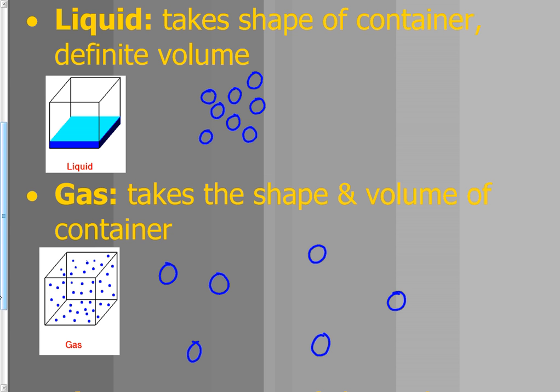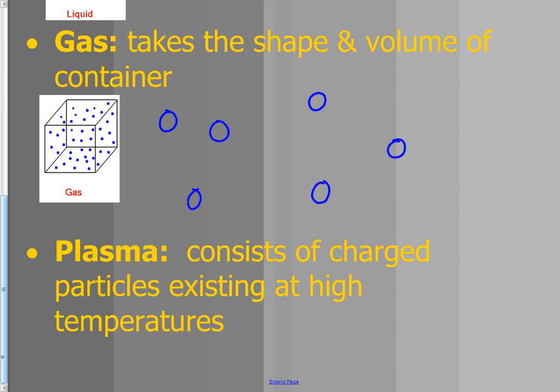So solid, liquid, and gas are the 3 states of matter that we're going to talk about most in chemistry class. However, there is a 4th state of matter called plasma. Plasma exists only at extremely high temperatures. It's charged particles. Something like the sun or a star would have plasma. And because it's something that we don't need to focus on for our studies, that's all you need to know right now.